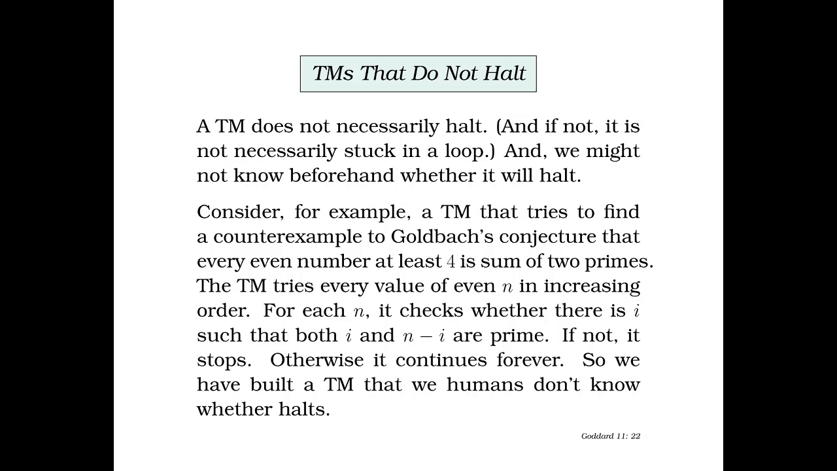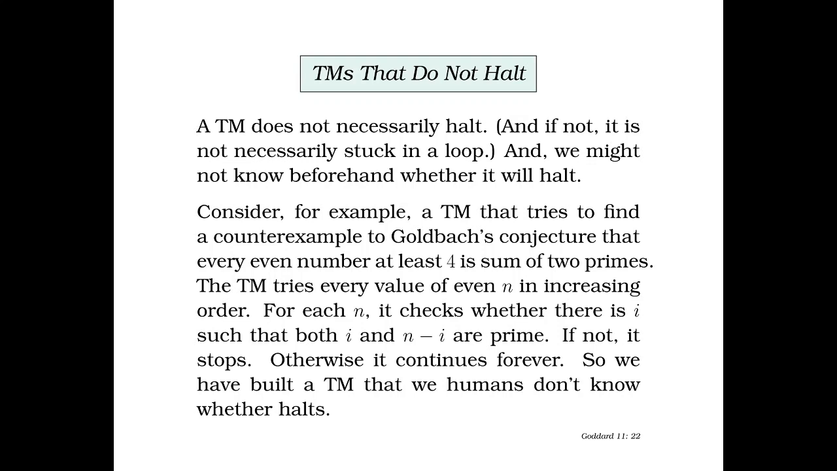Now we're going to examine Turing machines that do not halt. What does that mean? Halting means that either we have found a string which somehow leads us to a halting state, which can either be an accept or a reject. Now, a Turing machine does not have to halt. Now, it also does not mean it's stuck in a loop. So let's take an example.